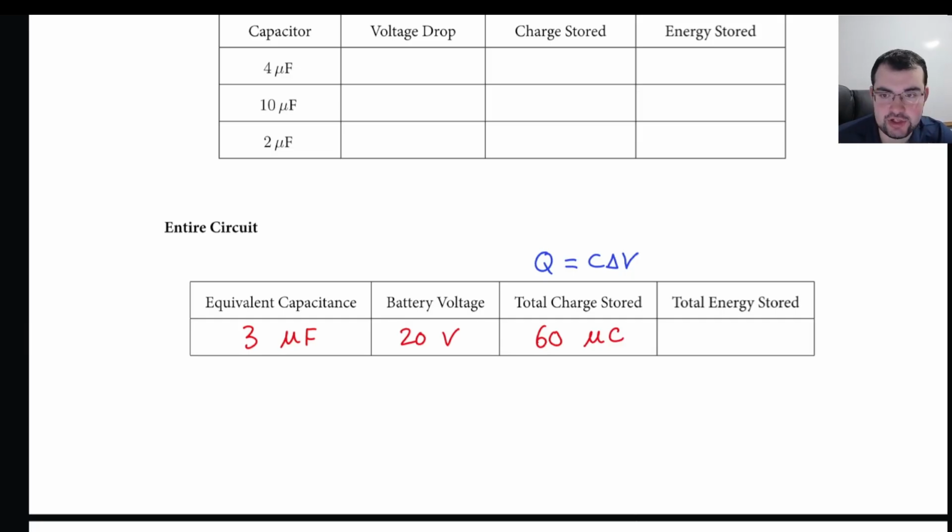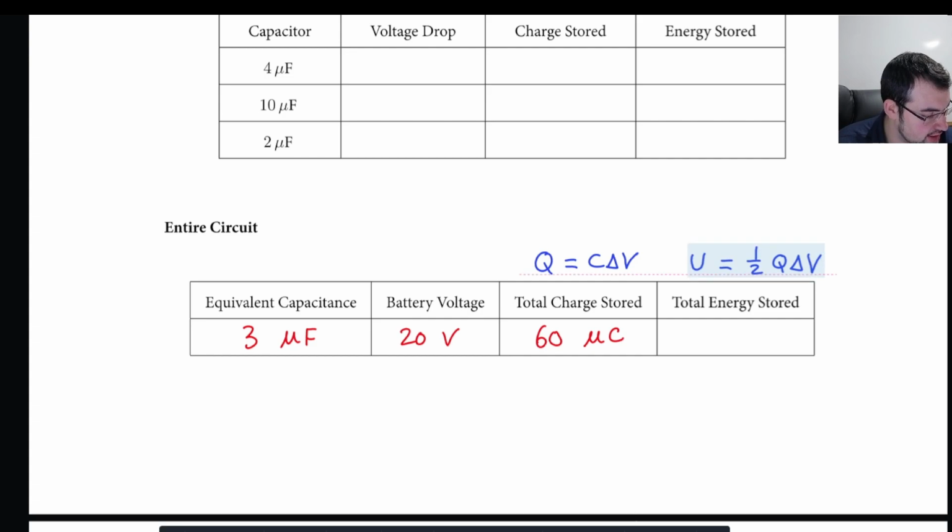And then for my energy stored, you can really use any of the 3 formulas. Let's use a different one. I'm going to use 1/2 Q delta V, so I can at least attempt to do this in my head.